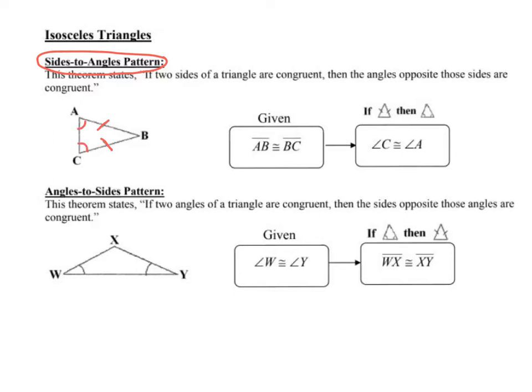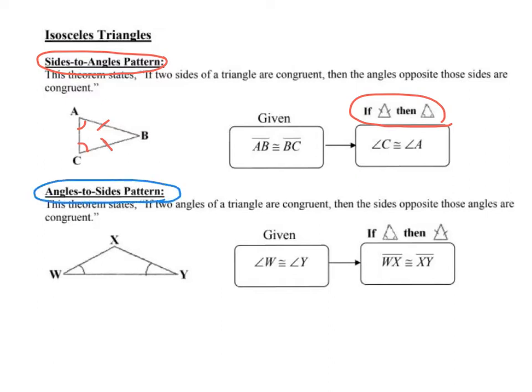So if segments AB and BC are congruent, we can conclude that angle C and angle A are congruent. The reason that we'll use, I'll refer to this as if sides then angles, which is if two sides of a triangle are congruent, then the angles opposite them are congruent. The converse of that is also true in the angles to sides pattern.